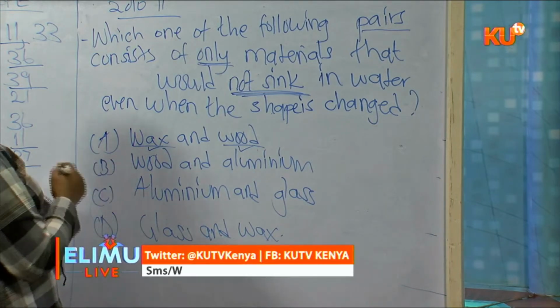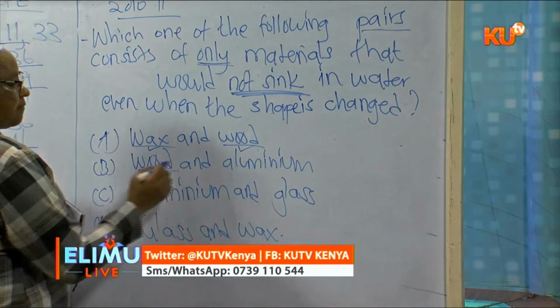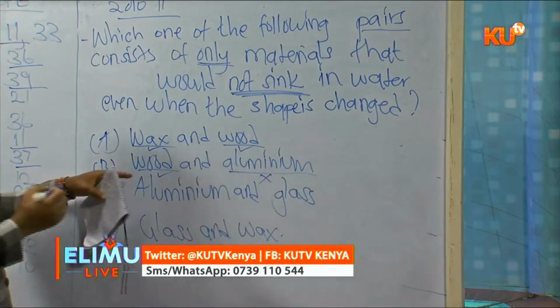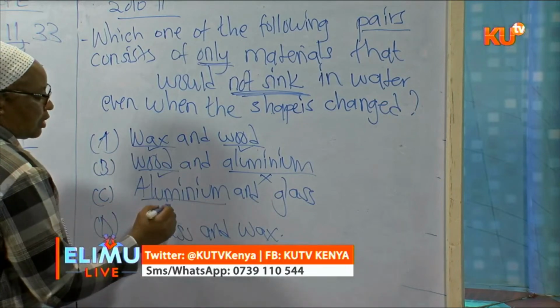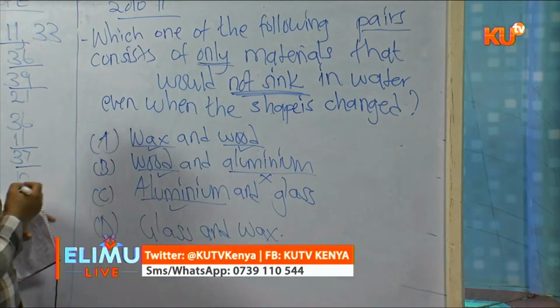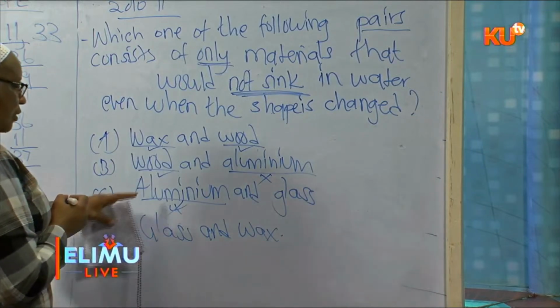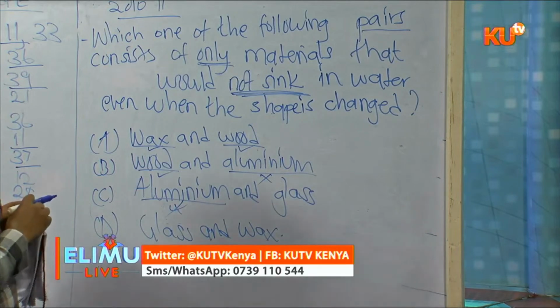Okay, so we move on. We look at choice B. We have wood. Wood is a floater, but aluminium is a sinker. So that pair is wrong. So we have aluminium here. Aluminium is a sinker. So the ticks mean that the material there is a floater.